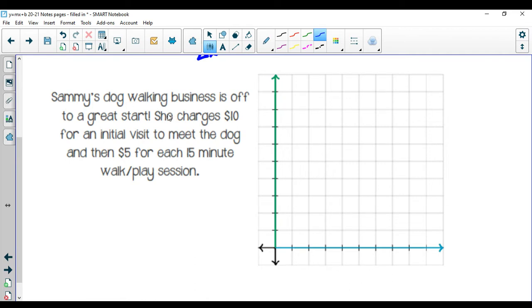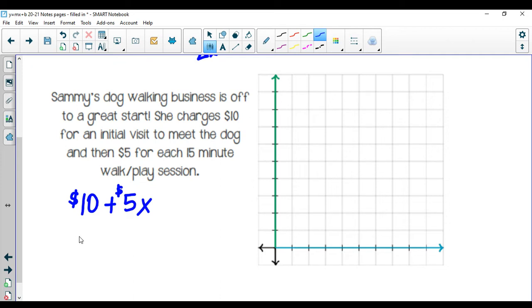So Sammy's dog walking business is off to a great start. She charges $10 for an initial visit to meet the dog, and then $5 for each 15-minute walk and play session. So 2 things to notice here. That $10 is going to happen for your initial visit. So that's whether or not you book the play session. But if you're booking with her, you're paying $10 to start. In addition to that, you're going to pay $5 for each walk or play session. So the walk and play sessions could change, so that's going to get our x right there.